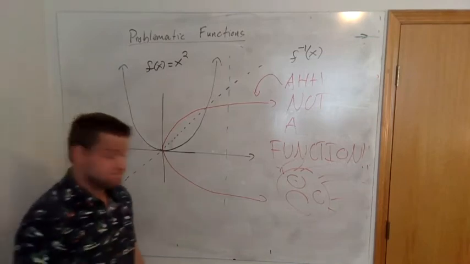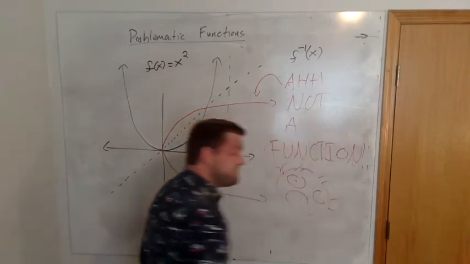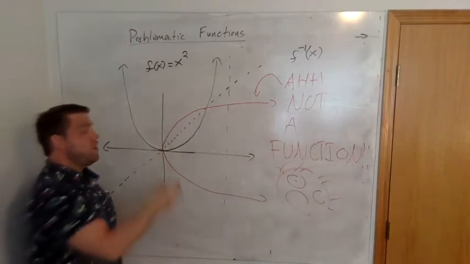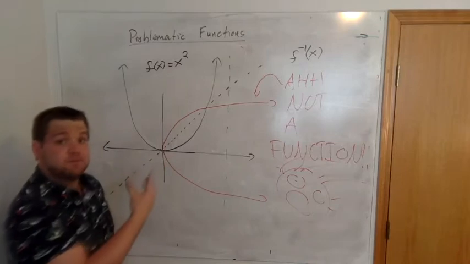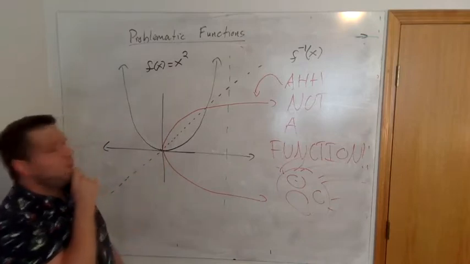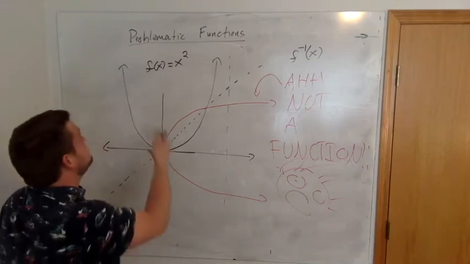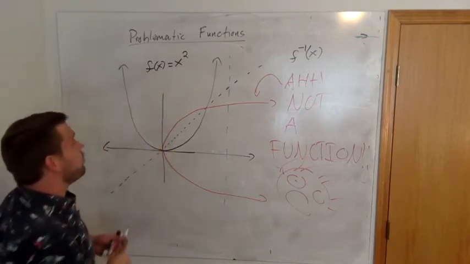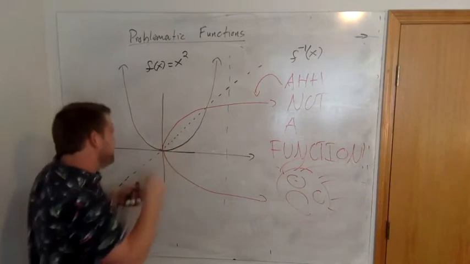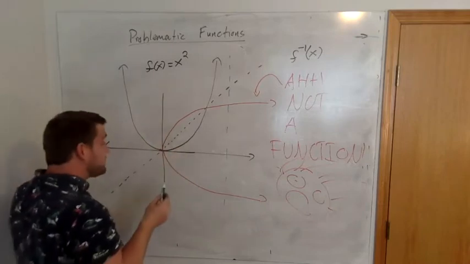This is a problem. This is basically saying that not all functions have inverses that are functions. Now, why is this true? Think about why x squared does not have an inverse, or why its inverse is not a function. Well, think about it here for a second.